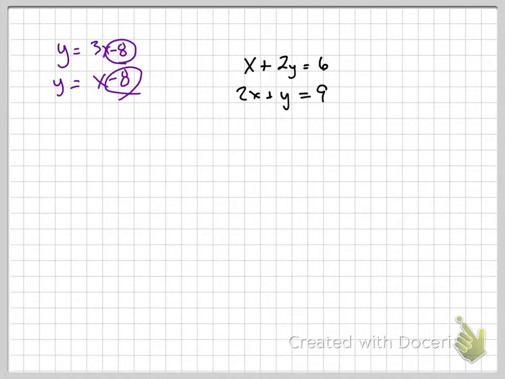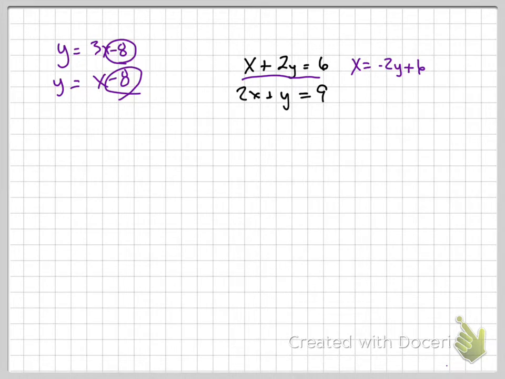Okay, I'm going to show you two ways of doing this. Obviously, these are both lines because the exponent is 1 on everything. We have two methods: we can use substitution or elimination. If I did substitution, it would look like this. Let's say I wanted to get x by itself here. So that means x is equal to negative 2y plus 6. Do you agree with that?